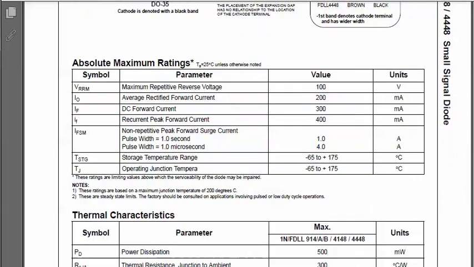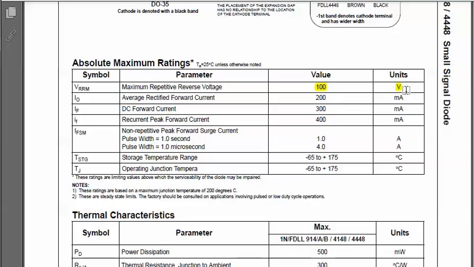Every semiconductor data sheet will have an absolute maximum rating table. It's usually at the beginning of the data sheet, and these are things you don't want to violate. You don't want to go beyond this. Typically, you don't want to operate the device anywhere near these limits, but these are the absolute limits. So for a diode, those limits are a maximum repetitive reverse voltage. In this case, it's 100 volts.